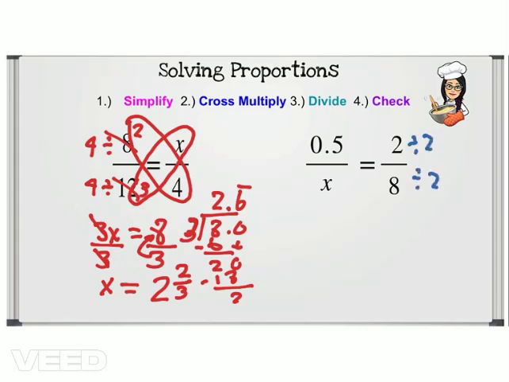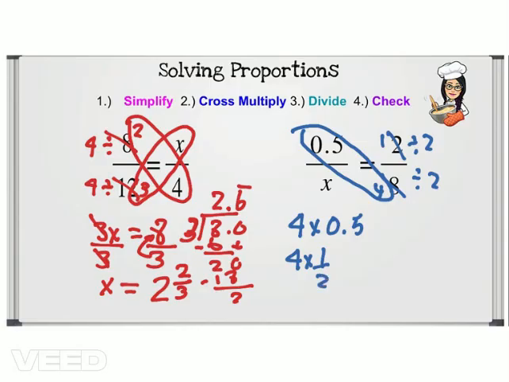We can divide 2 and 8 by 2. 2 divided by 2 is 1. 8 divided by 2 is 4. Cross multiply. 4 times 0.5. In other words, what's 4 times 1/2? Well, that's 2. And then I have x times 1. So, in this equation, x equals 2.